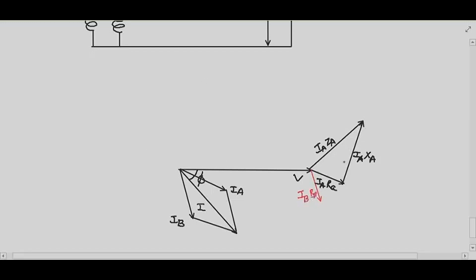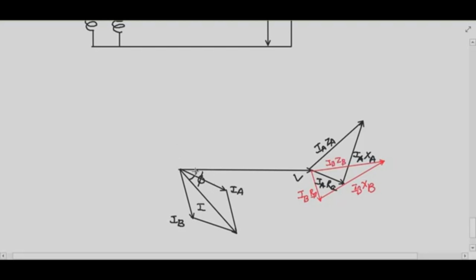Then perpendicular to this, this will be your IBXB, and vector addition of both will be IBZB, right? But in actual, what is the EMF?